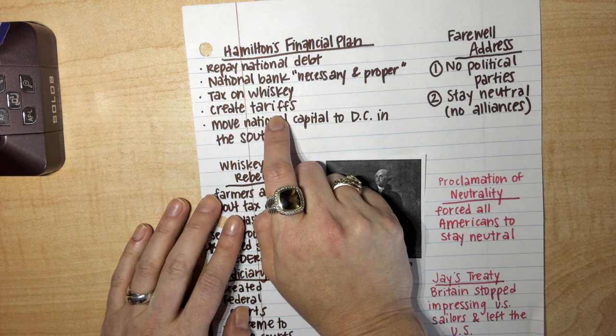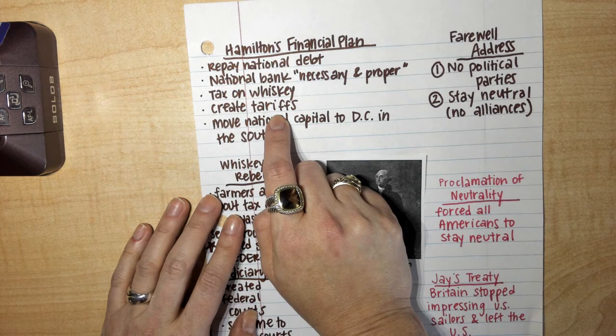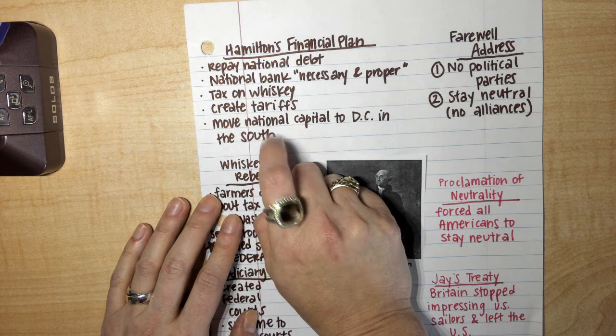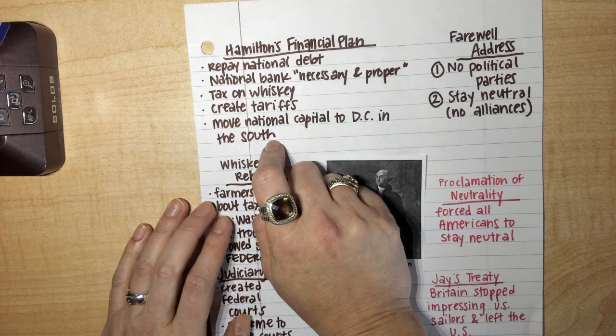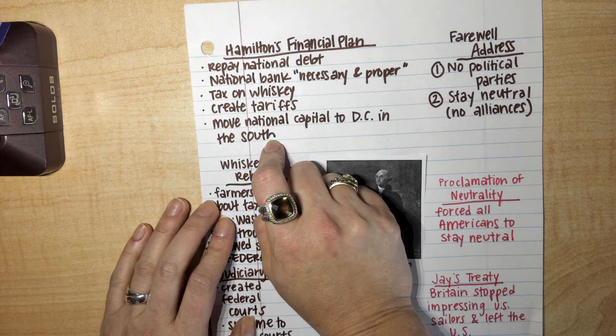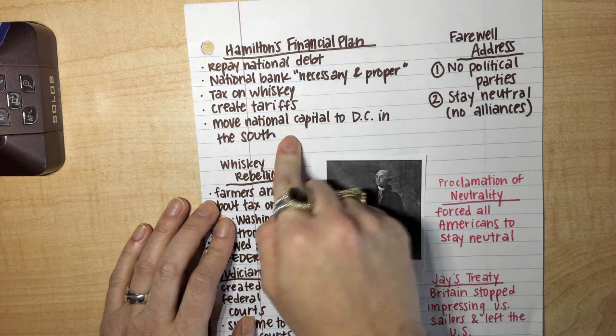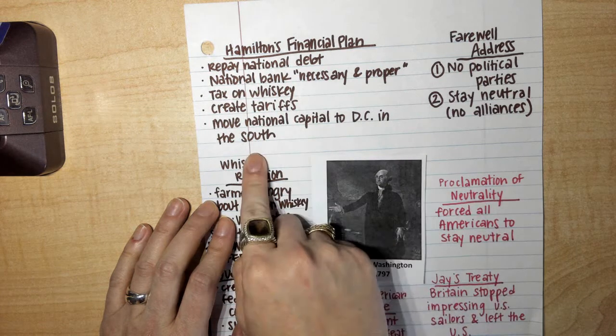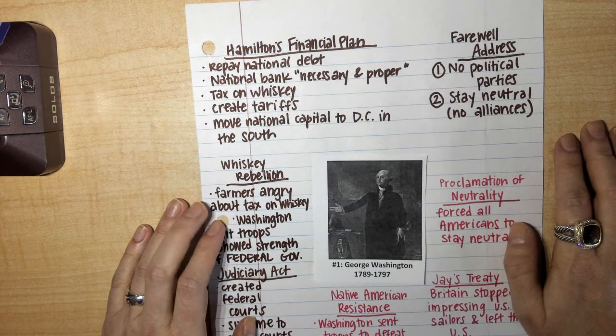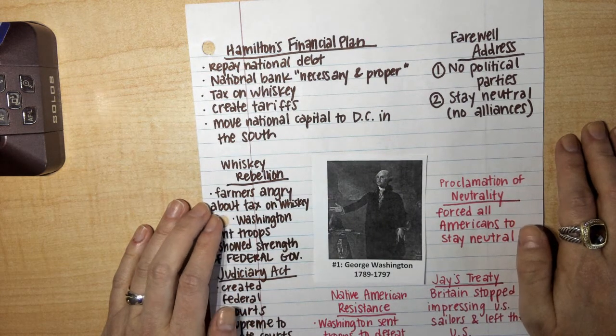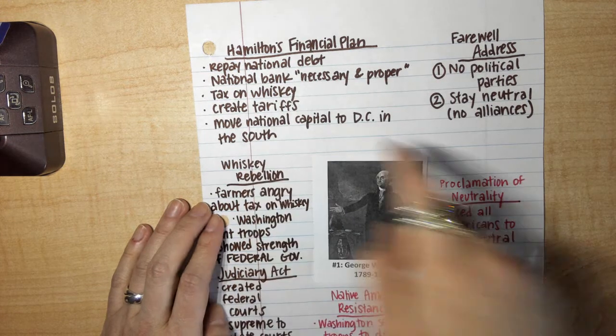This is going to encourage people to buy more American-made products so the money stays in America instead of people spending money on foreign items like British tea. Finally, the compromise of Hamilton's financial plan and the way that he gets Southerners to agree to accepting his plan is if we move the national capital to Washington, D.C., which is technically in the South. It is smack dab in the middle of the 13 original states, so this makes everybody happy.